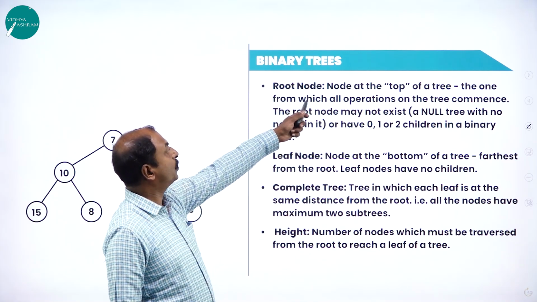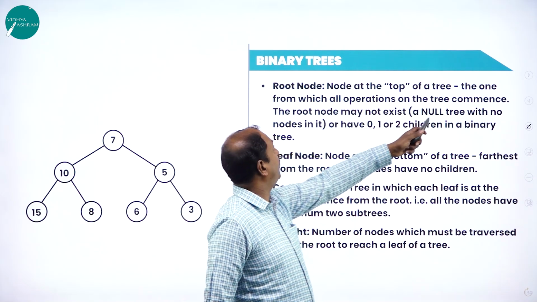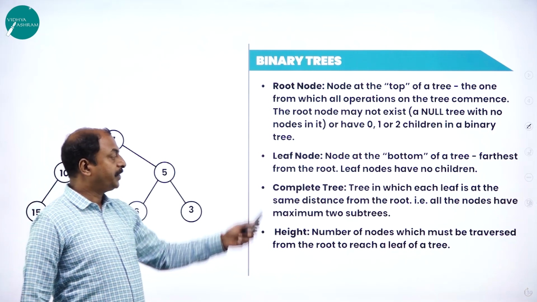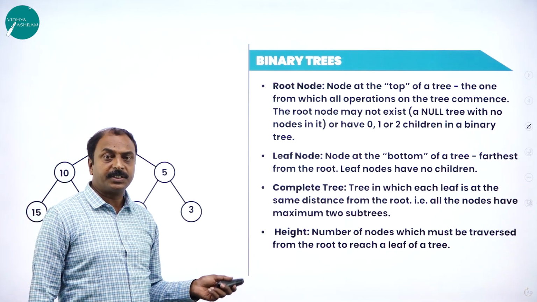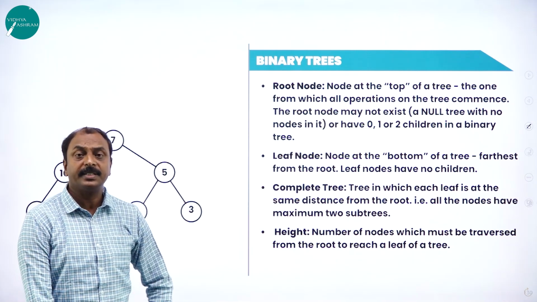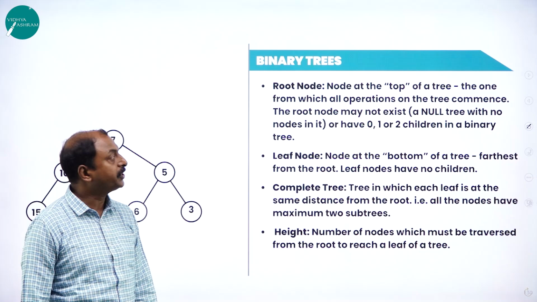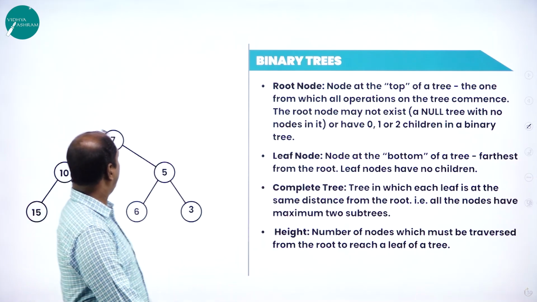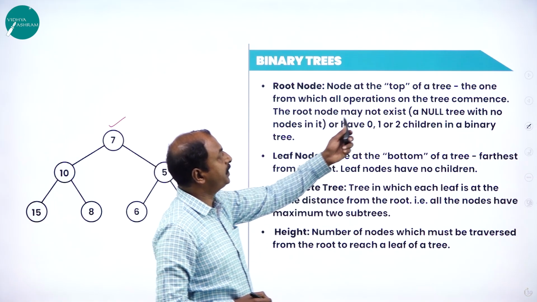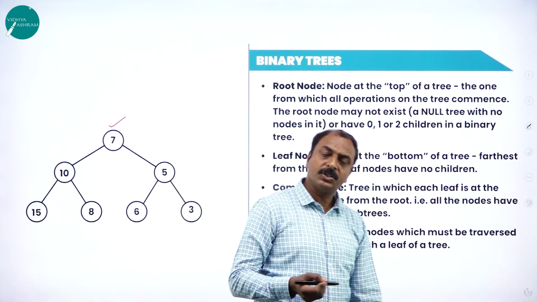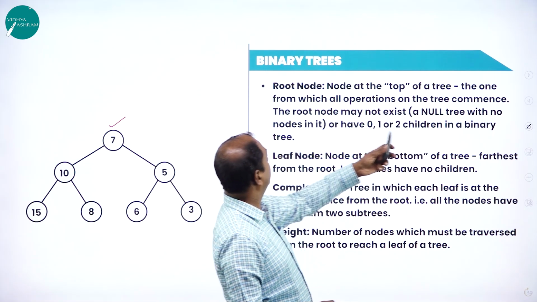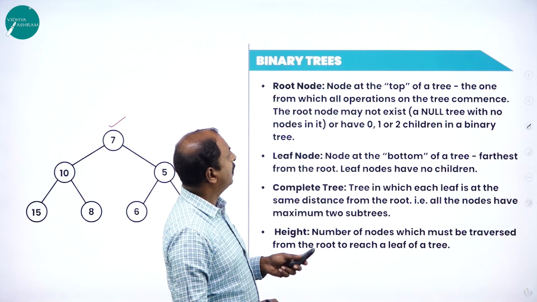Root node: the node at the top of a tree is called the root node. We have already learned this definition with respect to the tree data structure, and this is with respect to a binary tree. A binary tree is an example of a tree data structure. In this example, this is the root node, from which all operations start. And the root node may not exist if there is a null tree.